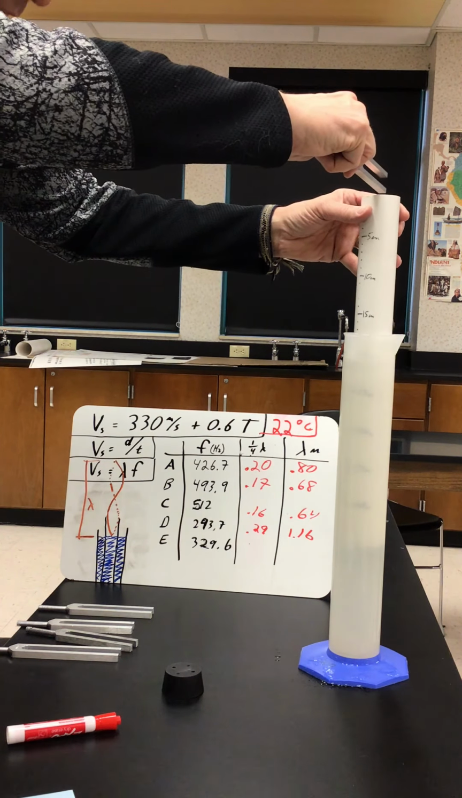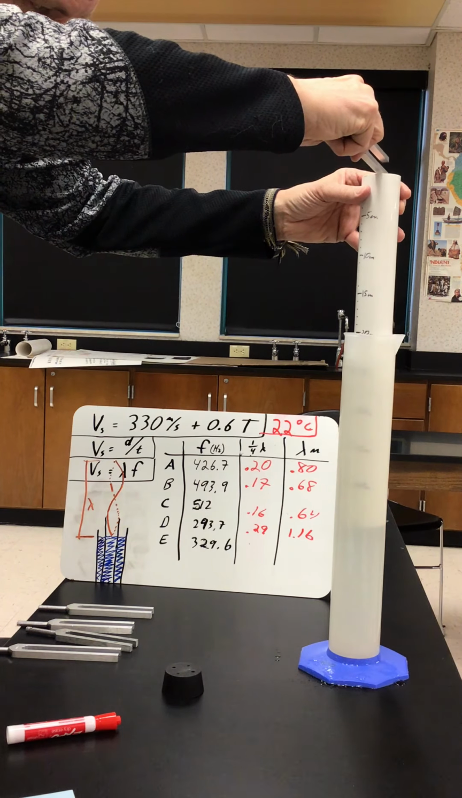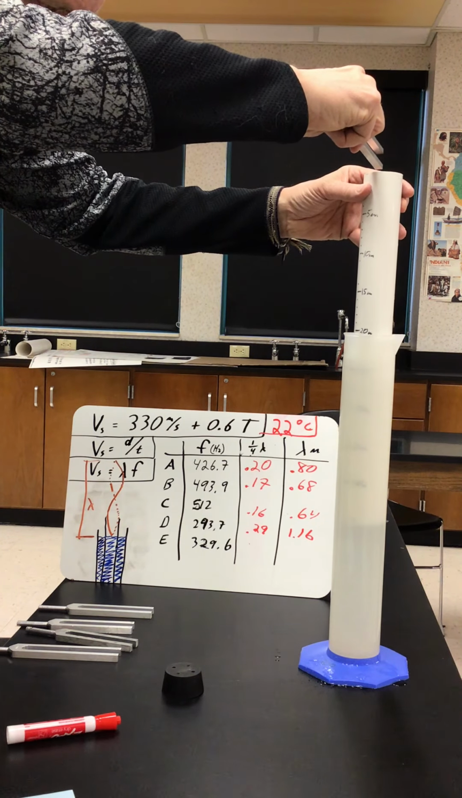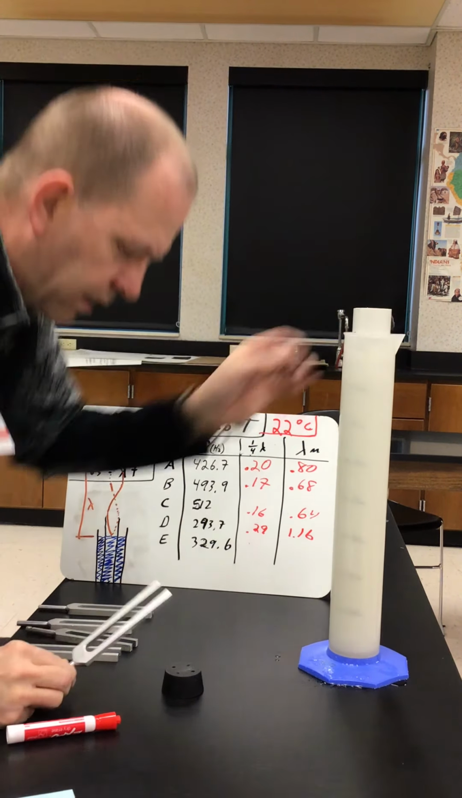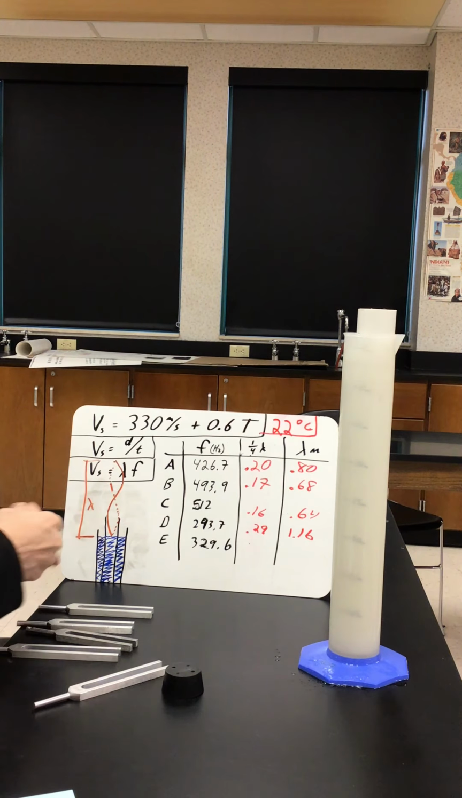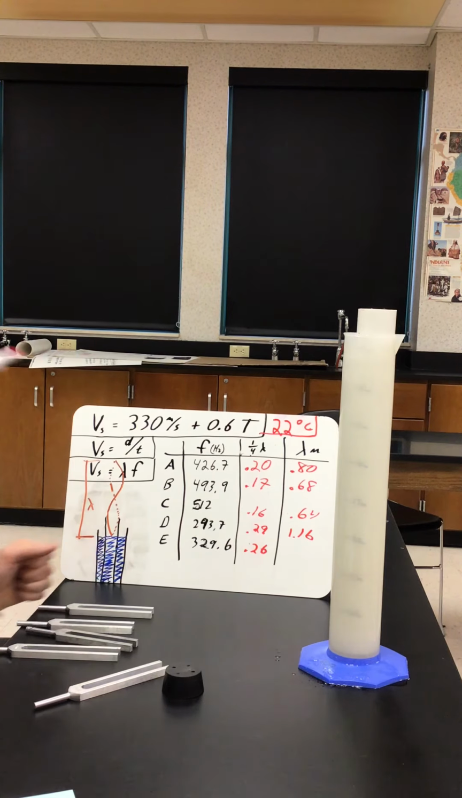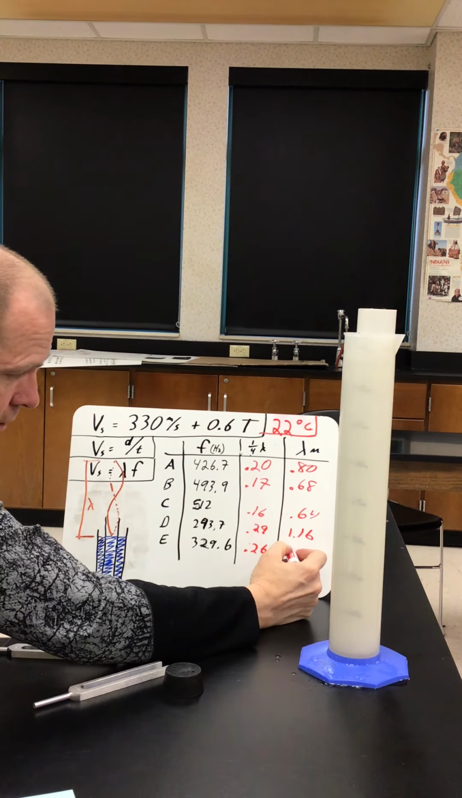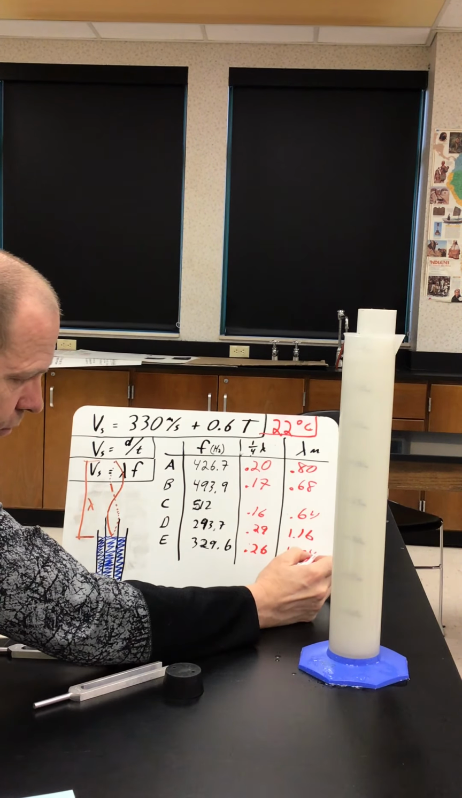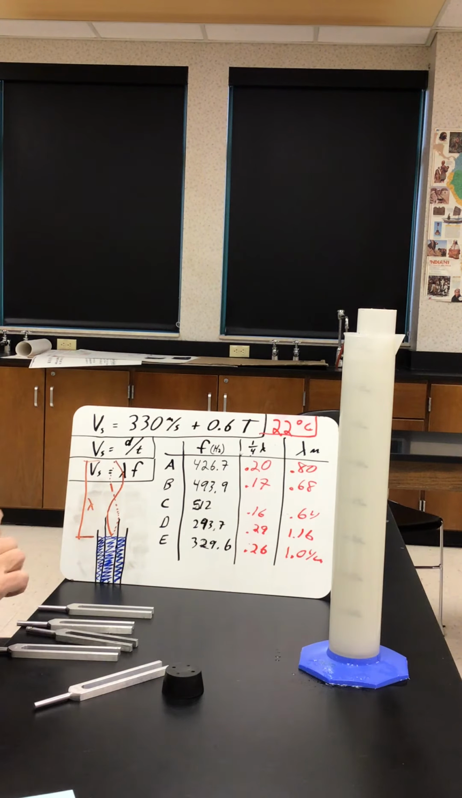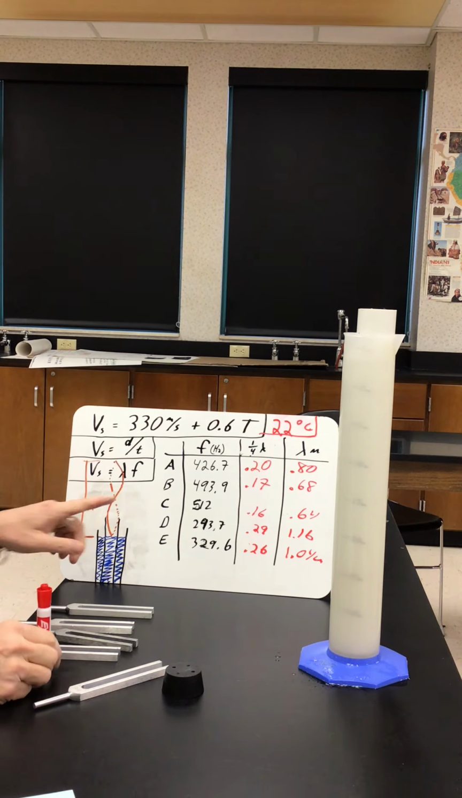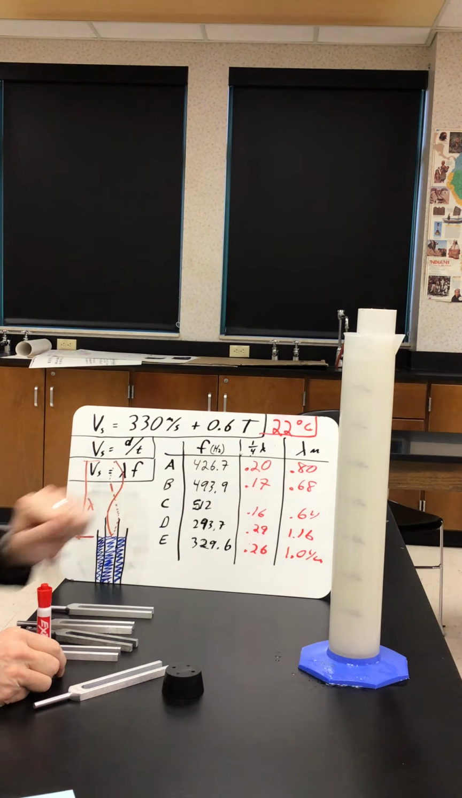Listen for that loud constructive interference. It's like about 26 centimeters, or 0.26 meters. So the wavelength is 1.04 meters. So your job today is going to be, we have the frequency, we have the wavelength.